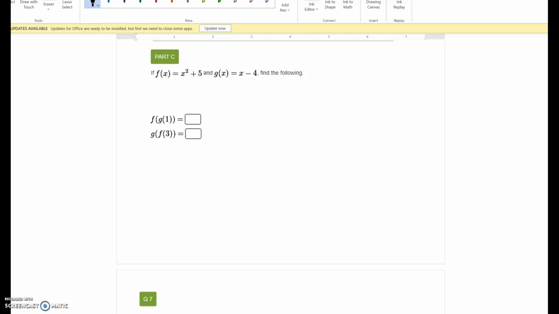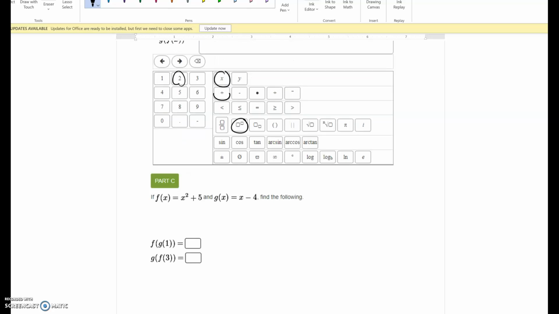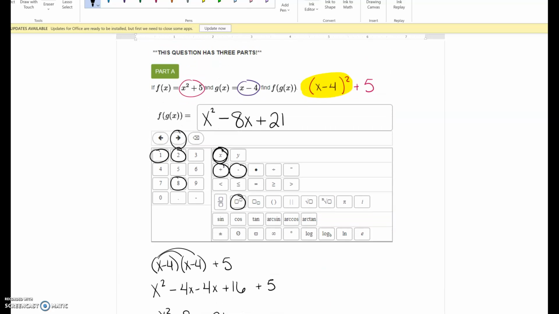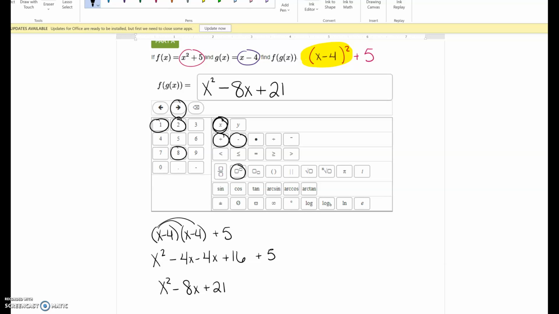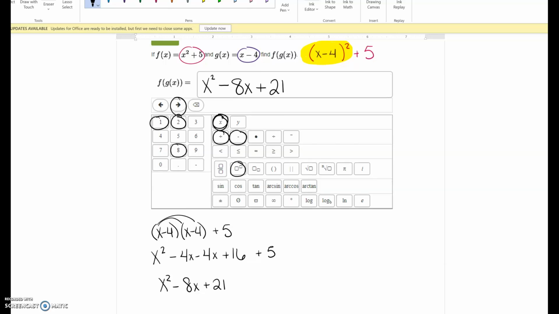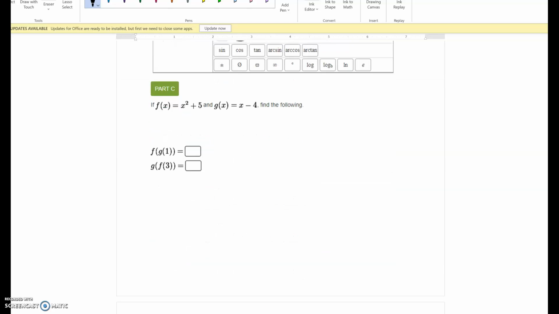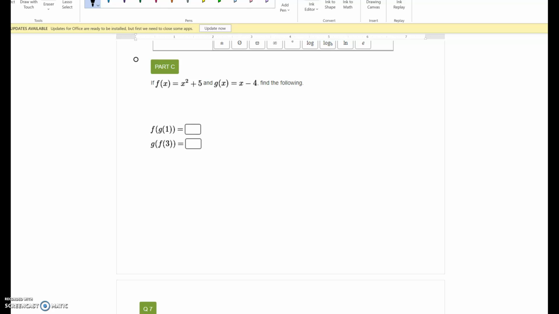Here's why I would advise that you don't use your answers from part A and part B. If you're using your answers from part A and part B, you're basically banking on doing those correctly. So what if on this part A, you forgot to do this x minus 4 times x minus 4 correctly? And what if your answer for part A is wrong? And then you use that answer in part C, that would make you get another question wrong. So I would advise in part C that you ignore what you got from part A and part B and just do these problems independently.